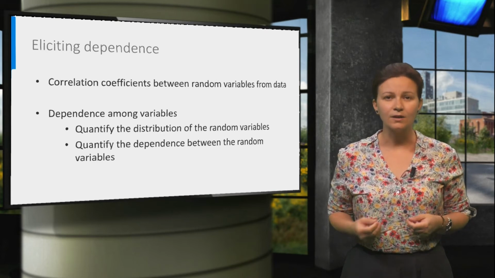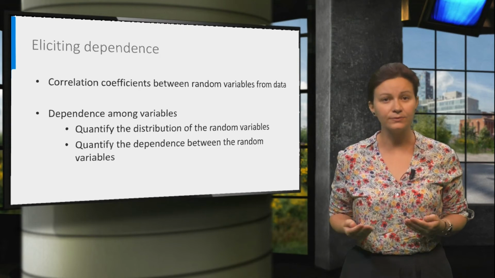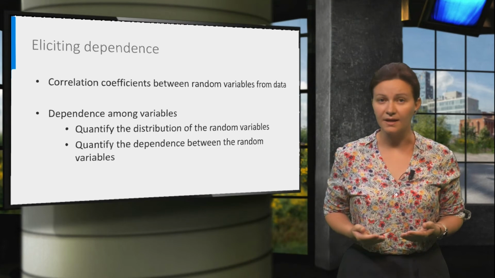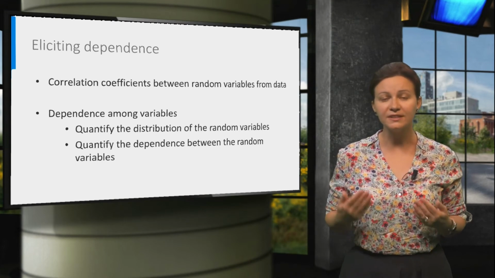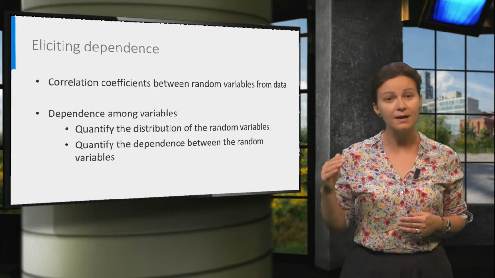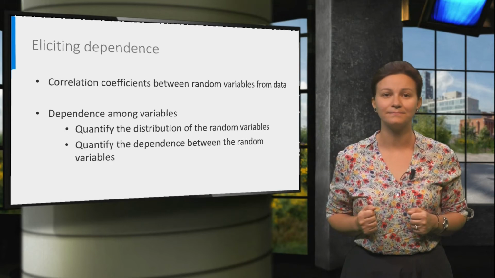But when data of one random variable is missing, the dependence would then have to be elicited using expert judgments. This can be done by using the so-called exceedance probabilities. That is, the probability that one variable is above its median, given that the second variable is above its median.